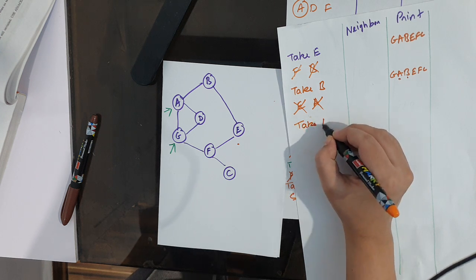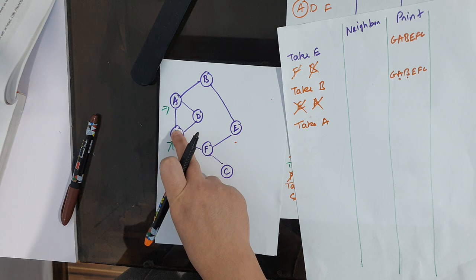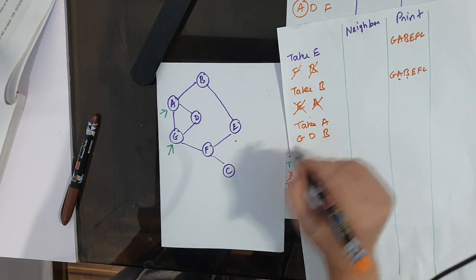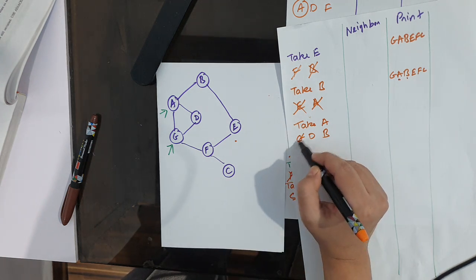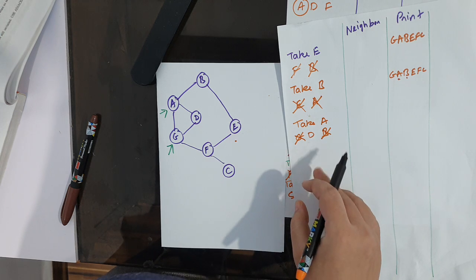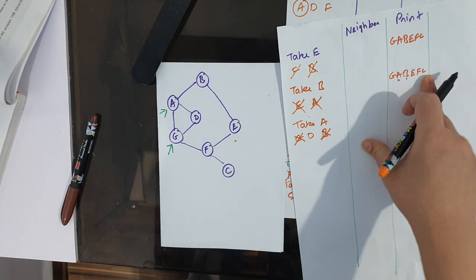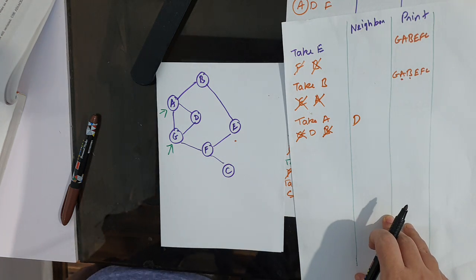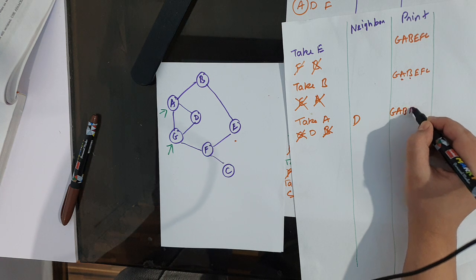Take A. What are the neighbors of A? The neighbors of A are G, D and B. Now among these, G is already visited, so not required. B is already visited, not required. D, is D visited? No, so we need to add it to the list. So let's consider D and add it to the list.